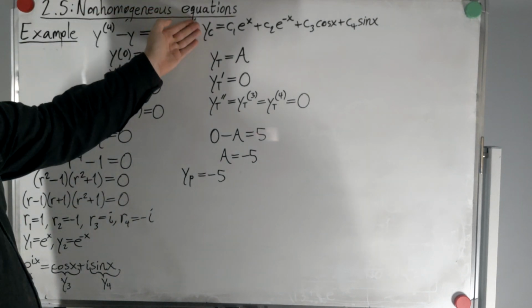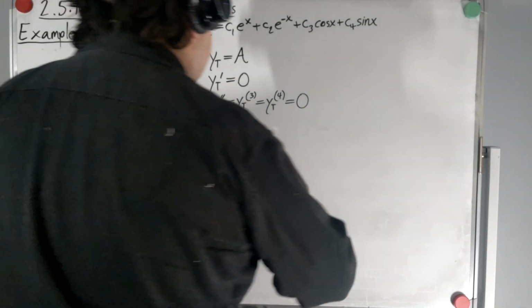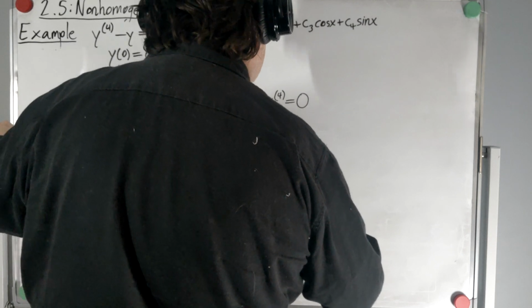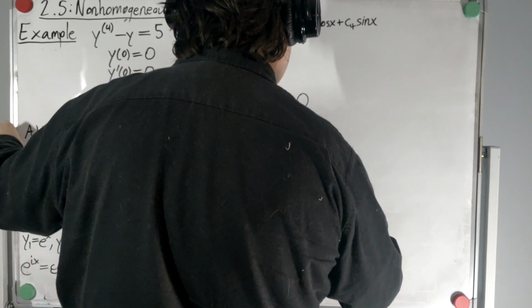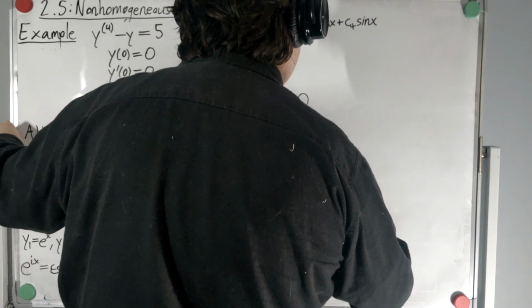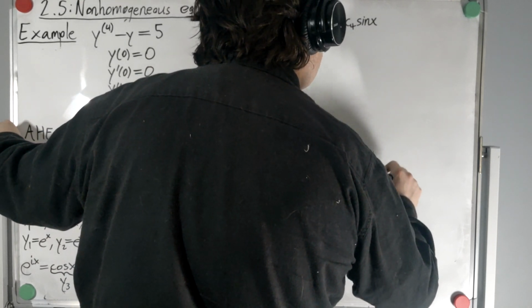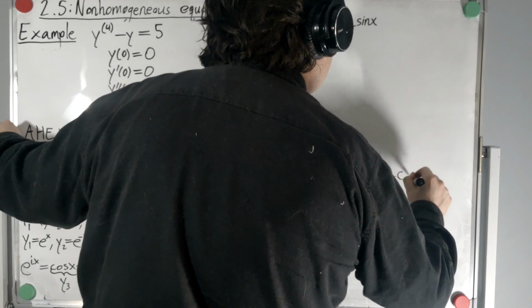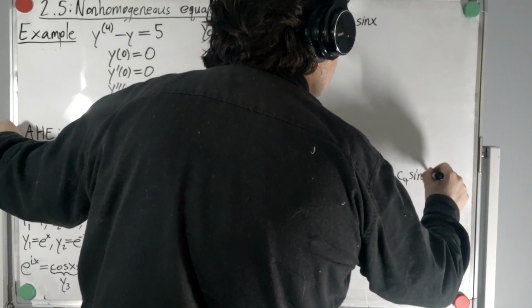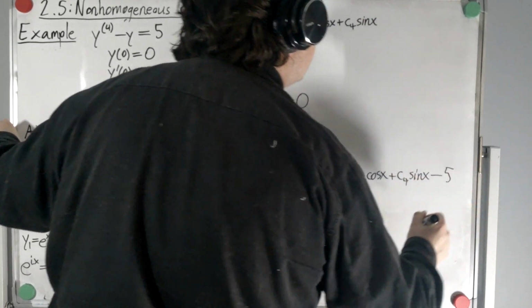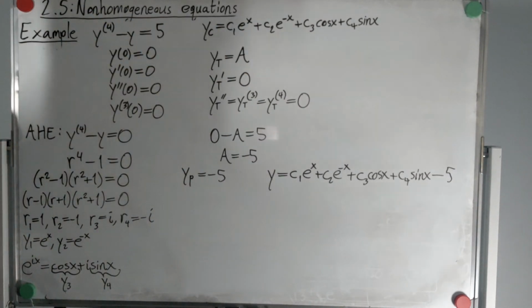From here, you add the complementary family and the particular solution to find the general solution, which is c1 e to the x plus c2 e to the negative x plus c3 cosine x plus c4 sine x minus 5. And that's our general solution.